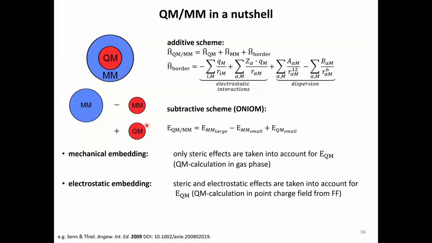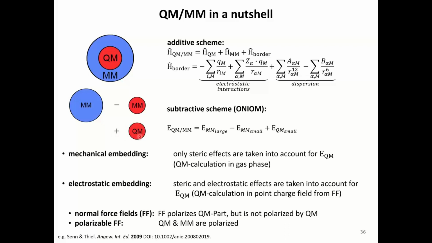And another thing is that you include the polarization of the QM part by the electrostatic environment of the MM part. This is a so-called electrostatic embedding, and for that you not only take the steric effects into account, but also electrostatic effects. For our example, you do the QM calculation in a point charge field of this force field. So if you have a normal force field, not a polarizable force field, what you include when you use this electrostatic embedding is that the MM part polarizes the QM part. This is very important because these are various effects. If you use even a polarizable force field, then you can also include that the QM part inside polarizes the MM part on the outer side. You cannot include that if you use a fixed force field, that is clear, but these are the two things.